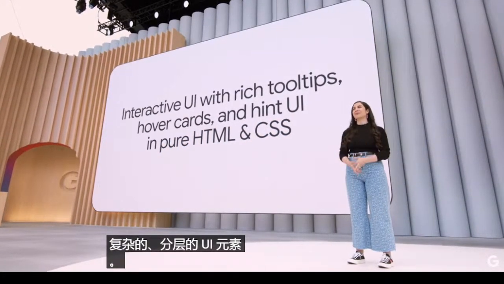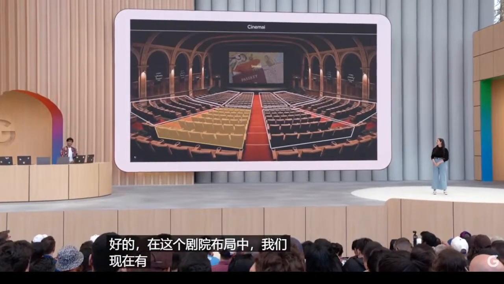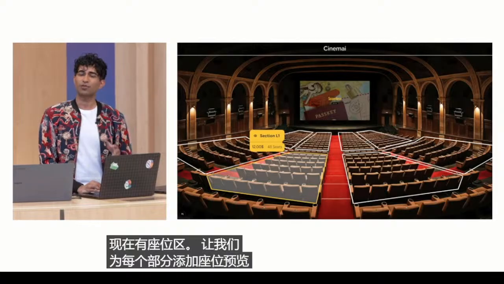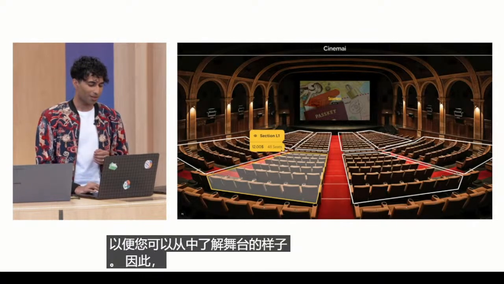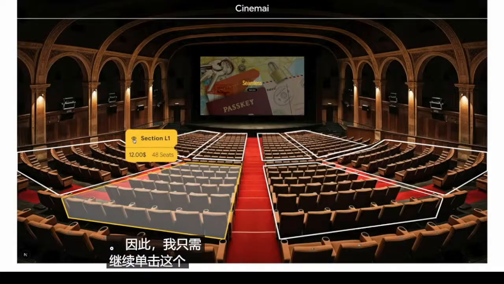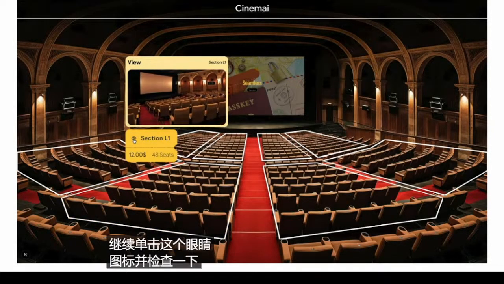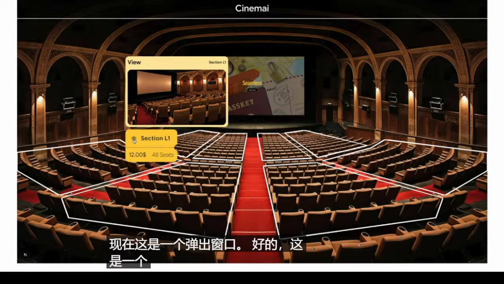All right, so in this theater layout, we now have seat sections. Let's add in a seat preview for each of these sections so you can get a sense of what the stage looks like from them. So I'm just going to go ahead and click this eye icon. And ooh, check that out. So right now, this is a popover.